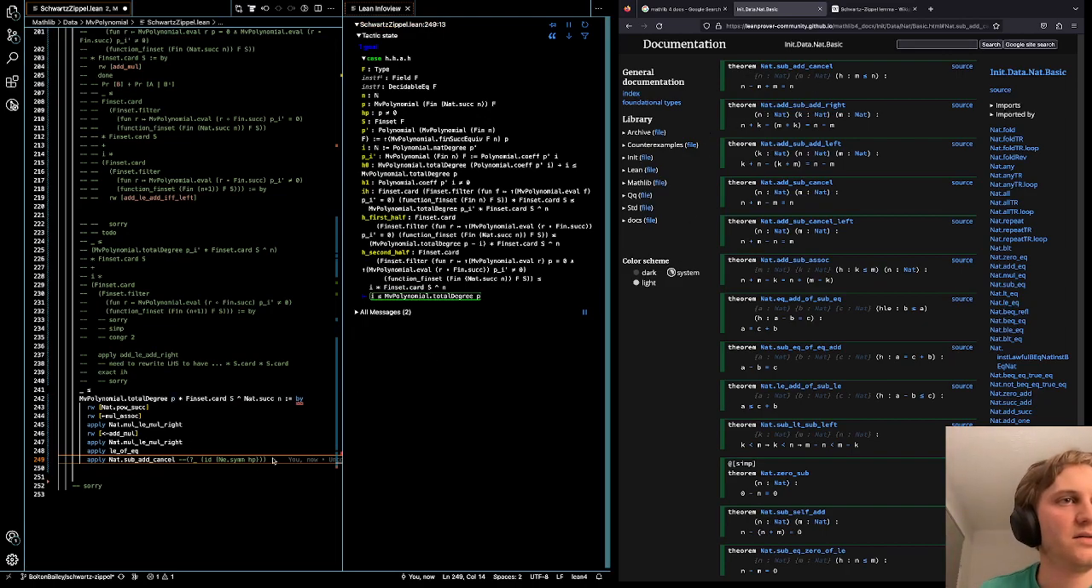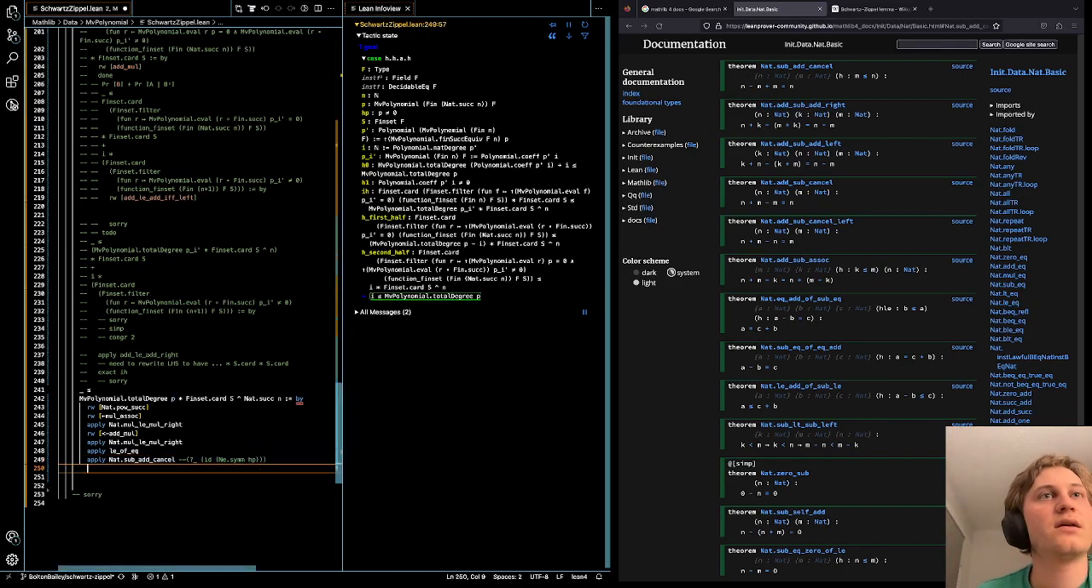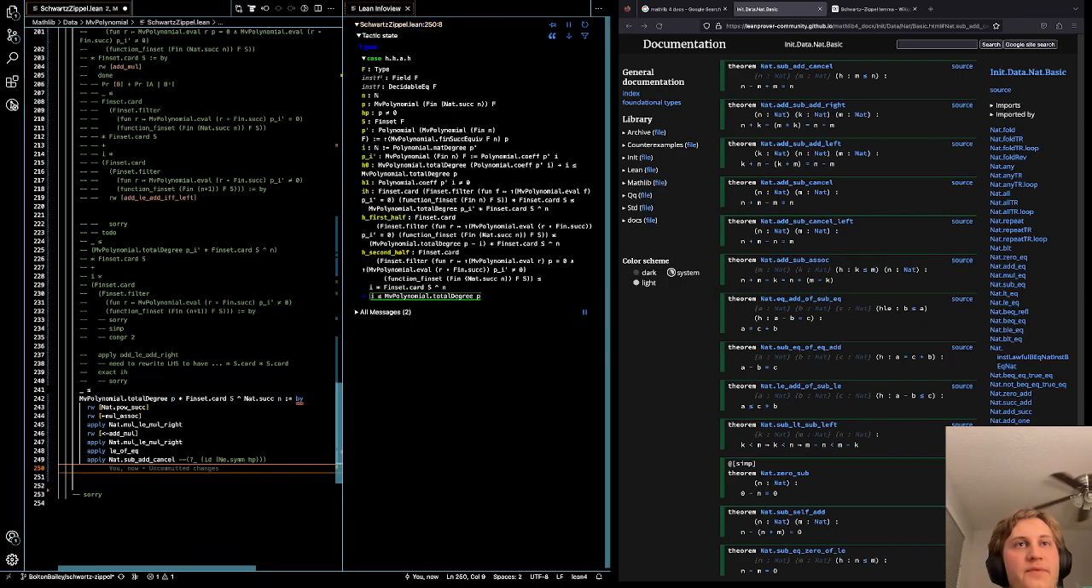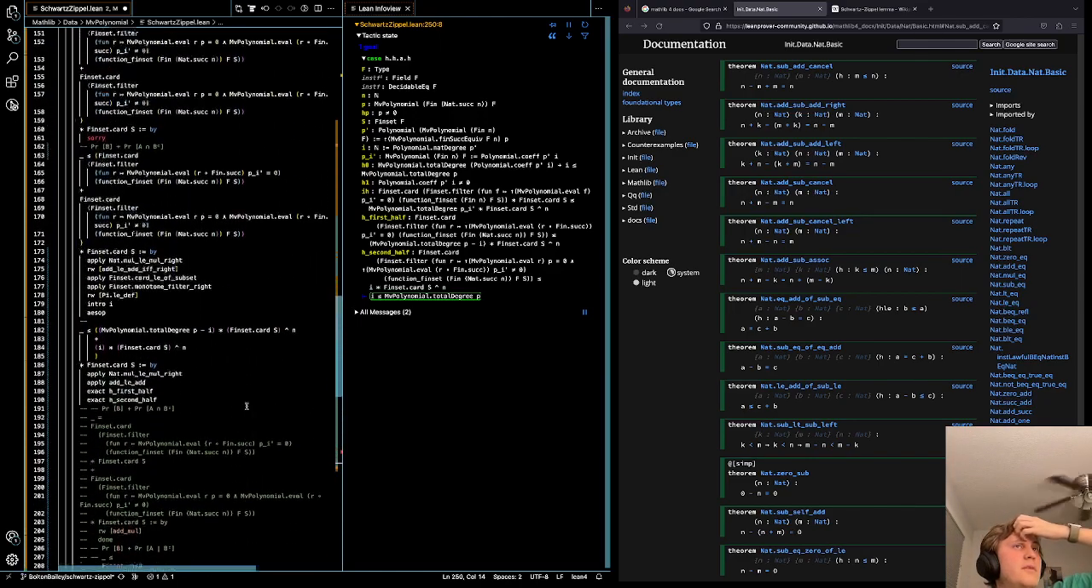Right. And now I simply have to prove the last fact, which I know to be that the natural degree of p prime is less than the total degree of p, which makes sense because the degree of p prime should be a component of the total degree of p. So I'll leave that aside. And now I'm mostly done.